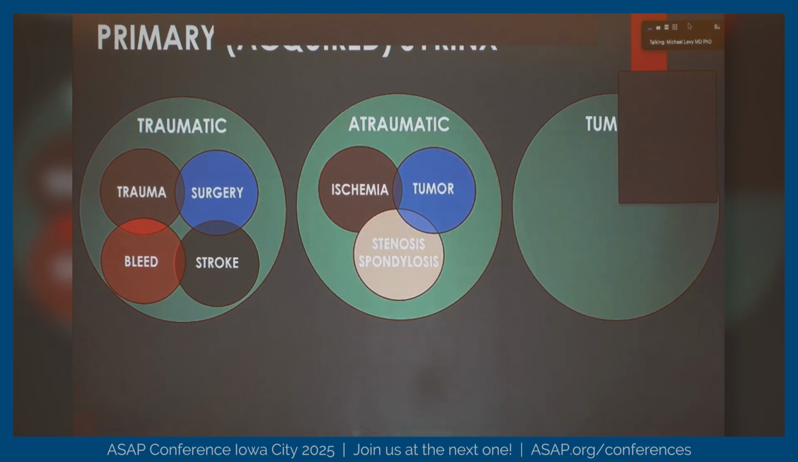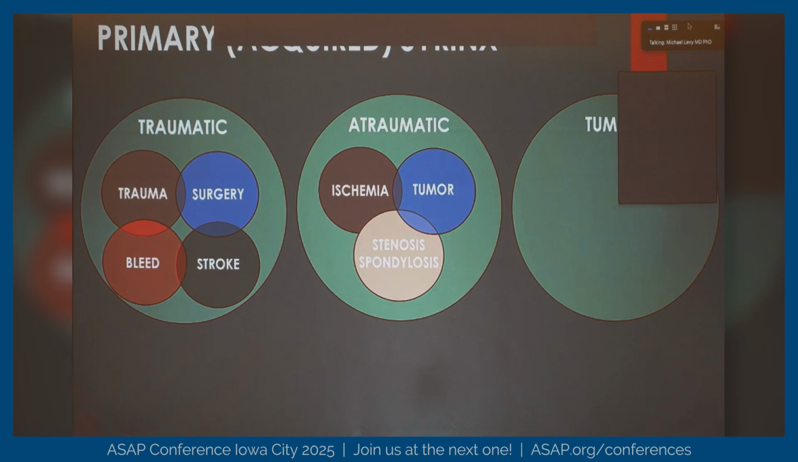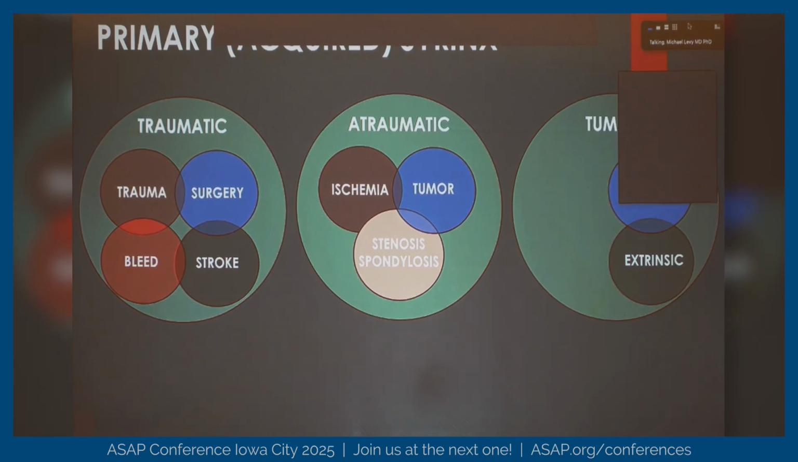Stenosis, spondylosis, which essentially is a bony abnormality of the spine that diminishes the CSF space around the cord. And as I'll get into, this is the most significant problem in syrinx formation. Lastly is tumor: intrinsic tumors, extrinsic tumors, cysts associated with tumors, and bleeds associated with tumors.